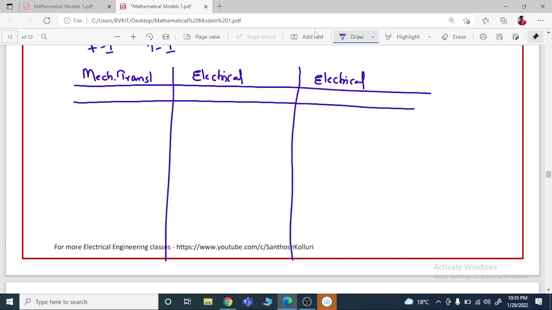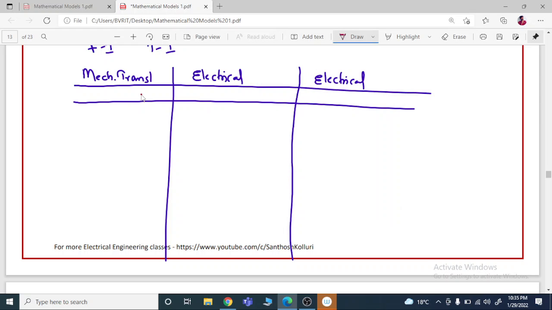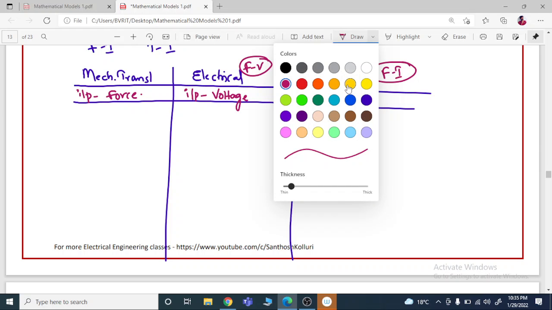The input is force, and here I am taking input as voltage source. So this can be written as force voltage analogous, and here in this case I am taking input as current. So this can be called as force current analogous. Now I am writing all the parameters.